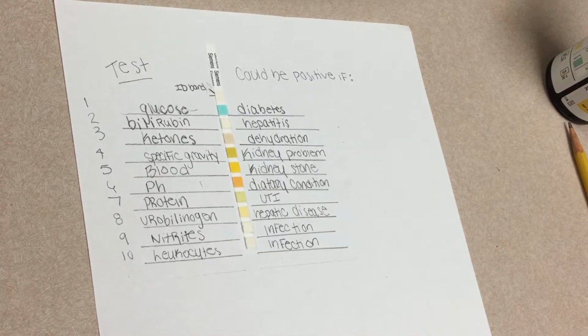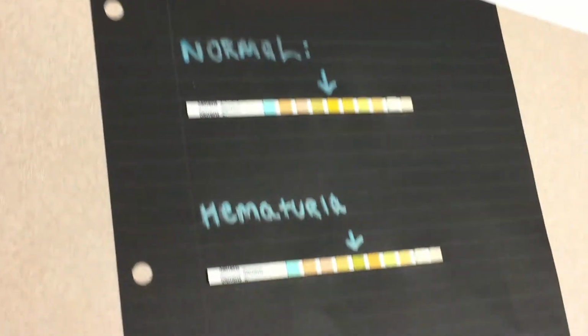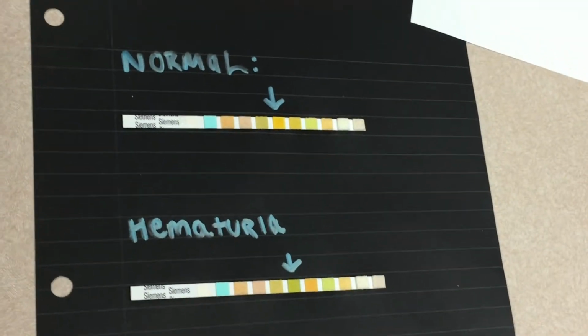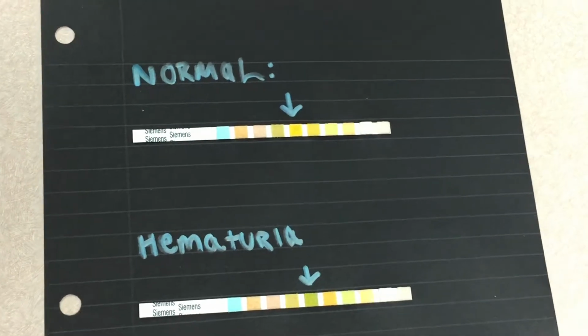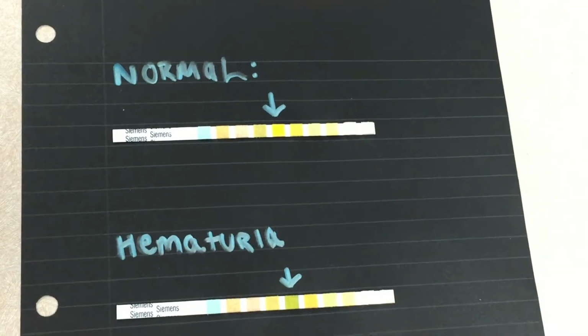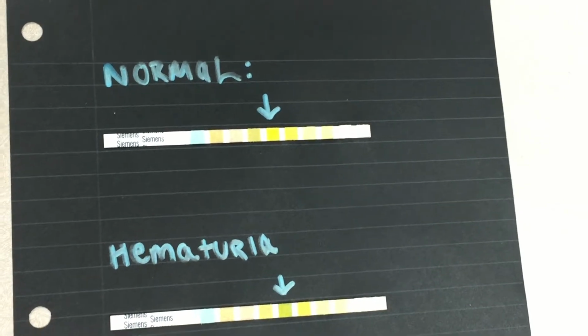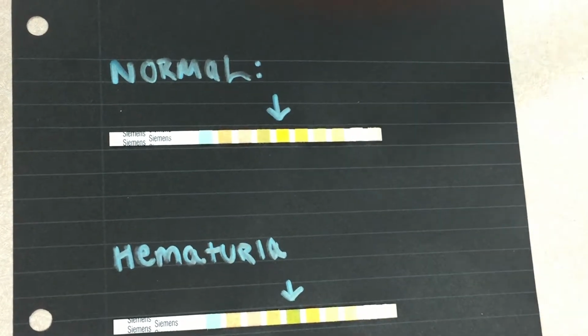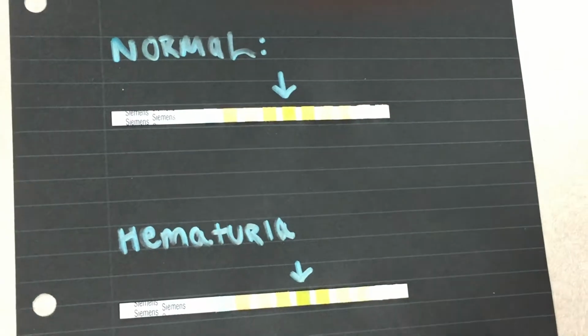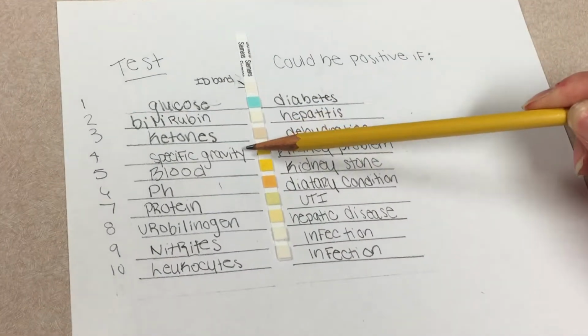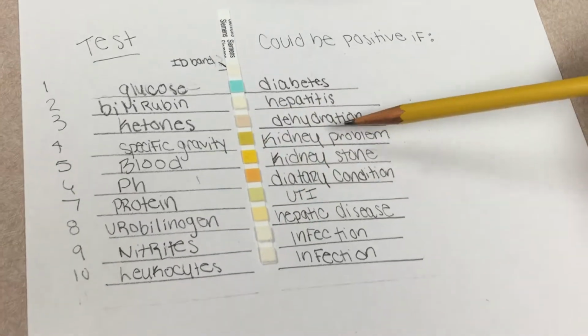Okay, so to show a specific example of a normal versus an abnormal test strip reading, I ran two samples, one from a healthy person and one from somebody that we knew or thought had some sort of kidney issues. And then here's the difference. And knowing that they had kidney issues, we would think that they would have a problem with either their specific gravity or the blood, the fourth or fifth one.